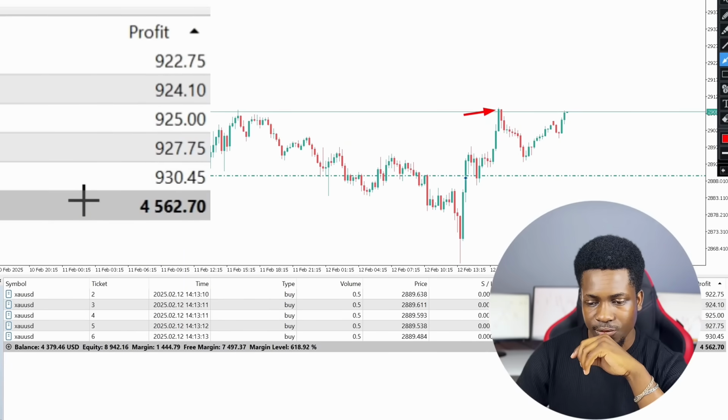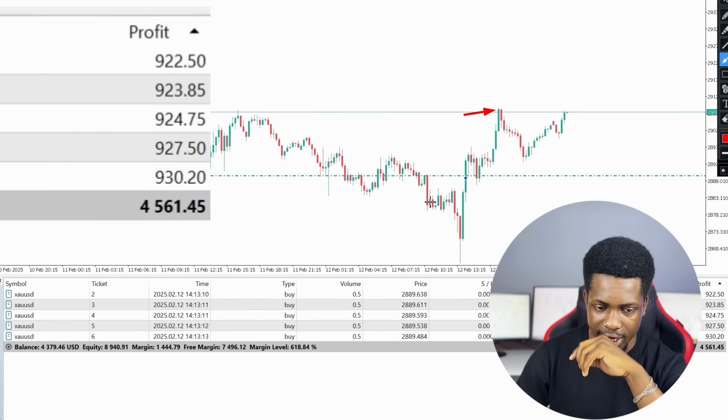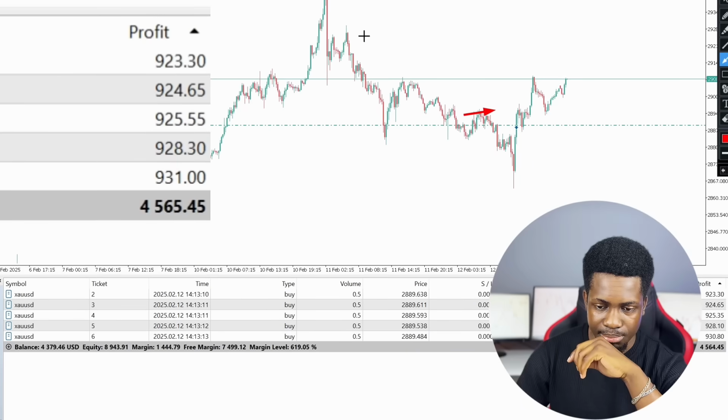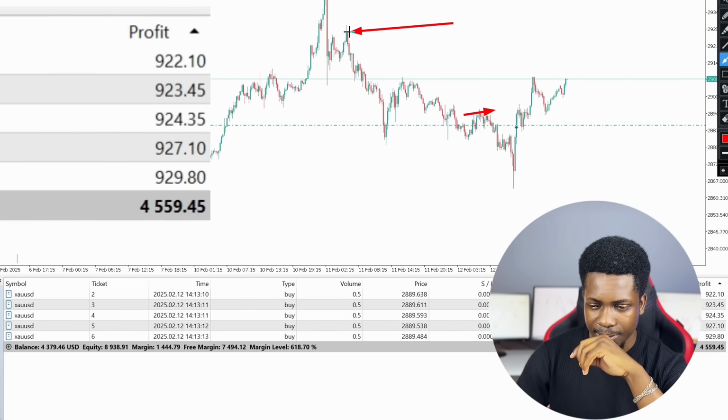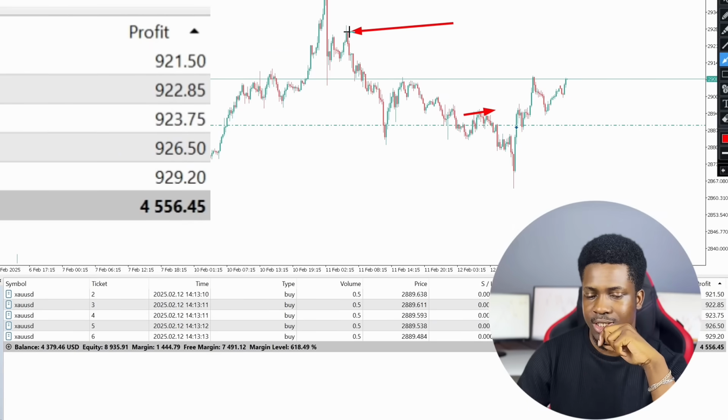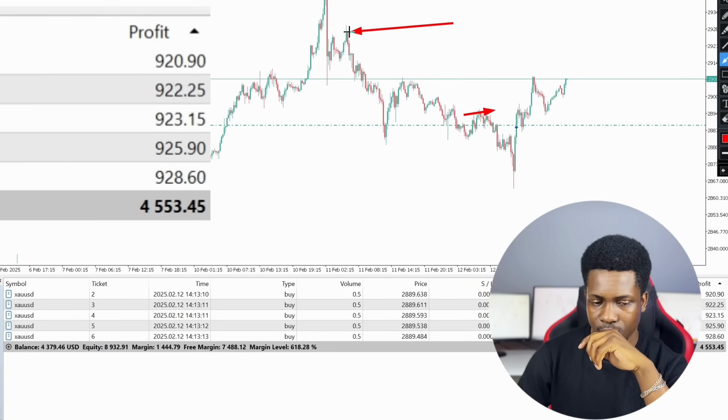So all we're waiting for now is for this chart to push again. That's what we're expecting, a massive push, at least towards this region at first, right? That means we might have to hold this trade till the next day.